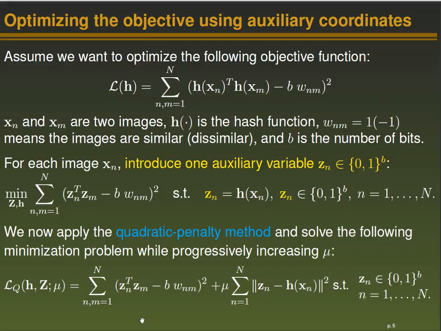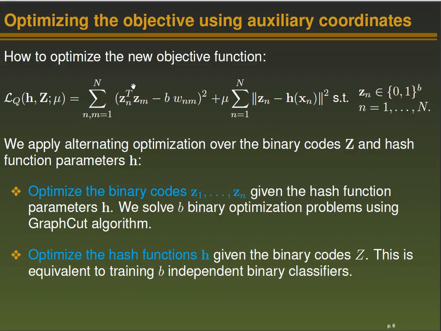To optimize this objective function, we start from a small value of mu. We do optimization over z and h, then we increase mu, and we do optimization again, and we continue this process until convergence. How to optimize this objective function over h and z? We use alternating optimization. Optimize the binary codes given the hash function. We solve this problem approximately by using the graph cut algorithm.